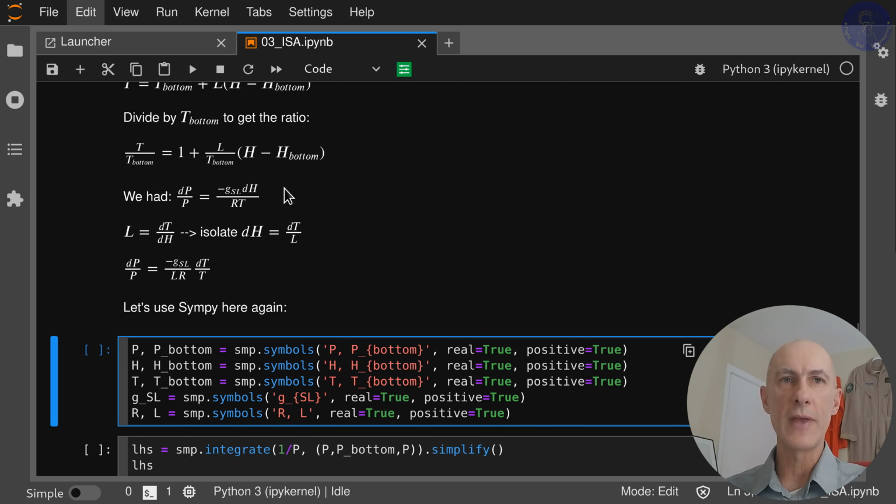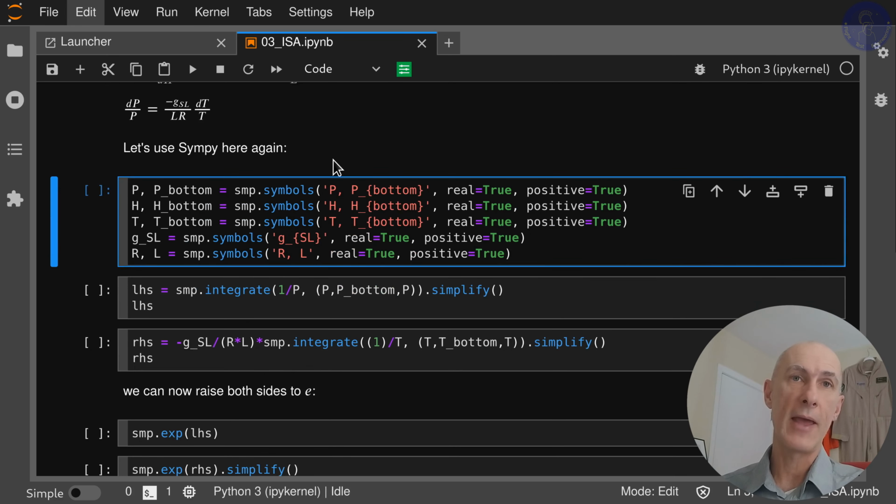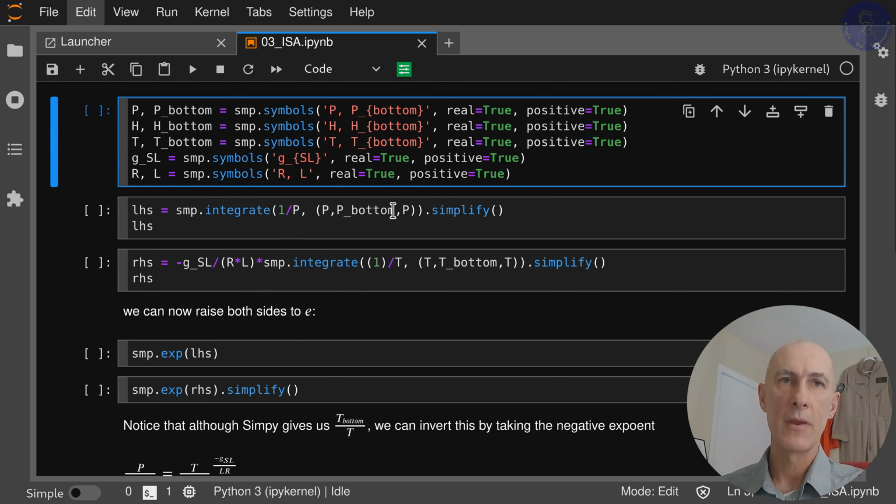And then if we take what we had before and substitute this relationship, we end up with dP over P equals minus g at sea level over LR dT over T. We can then use SymPy here again to do this integral. So let's define P, P bottom, H bottom, T bottom, g at sea level, R and L.